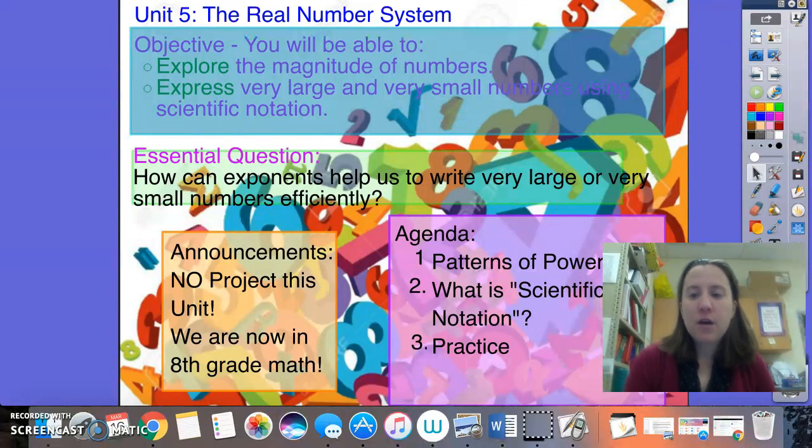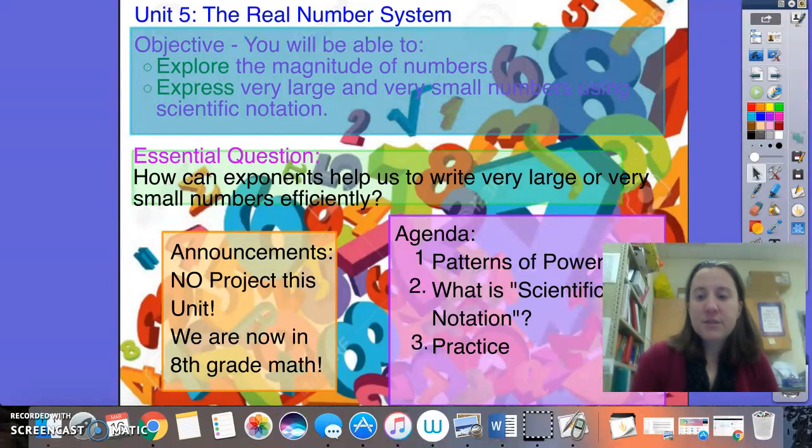Also make sure that you are completing the notes that are going to be glued into your notebook, or you are just writing down in your notes depending on what the slide says to do. So on this first day, this first lesson, we are talking about exploring the magnitude or the size of numbers, and we are also talking about how we can express very large or very small numbers using what we call scientific notation. And as we are going through this first lesson, I want you thinking about this essential question, which says, how can exponents help us to write very large or very small numbers efficiently?